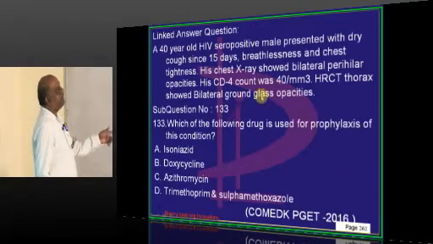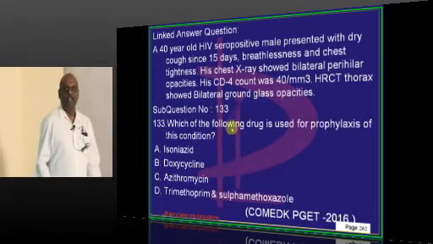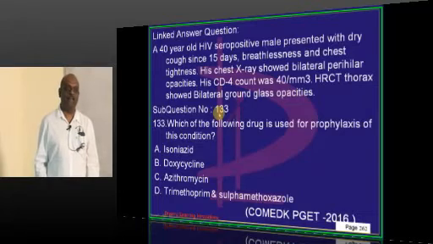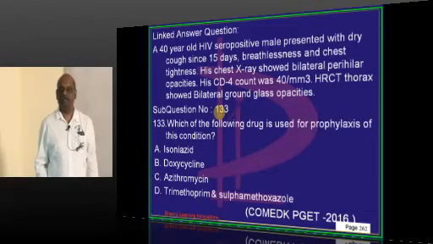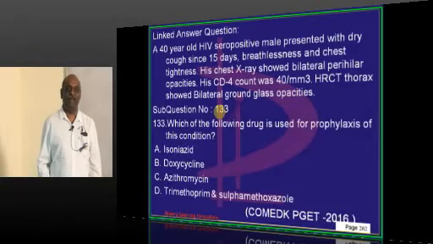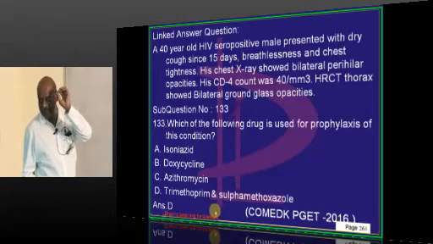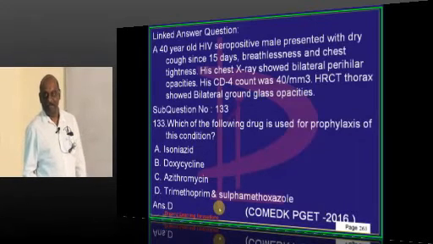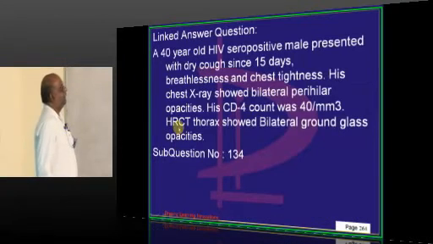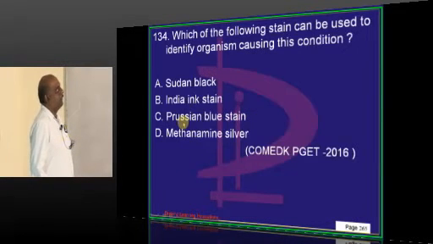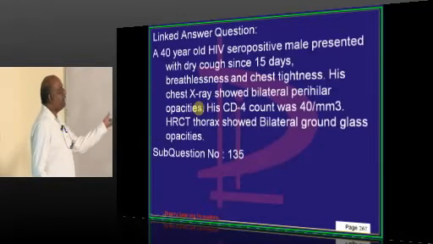Then a 40-year-old HIV seropositive, ground glass opacities, low CD4 count. After all this, if Pneumocystis carinii doesn't come to mind, it is in God's hands. Trimethoprim-sulfamethoxazole double strength, Bactrim DS, you open the mouth and put. Then what is the stain for that? Methenamine silver stain. What is that organism?